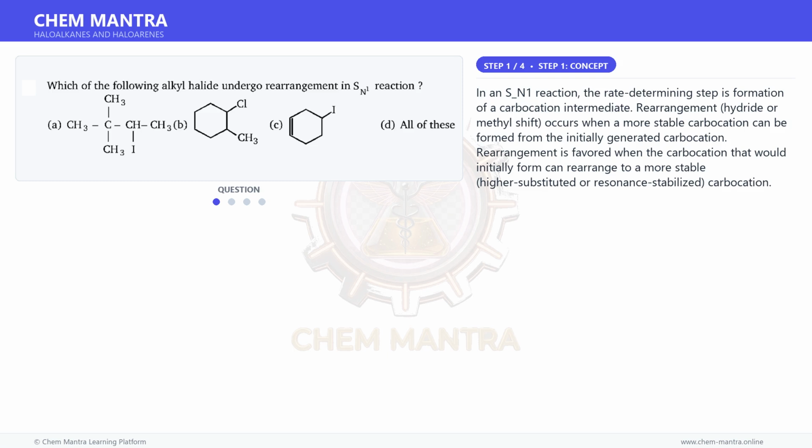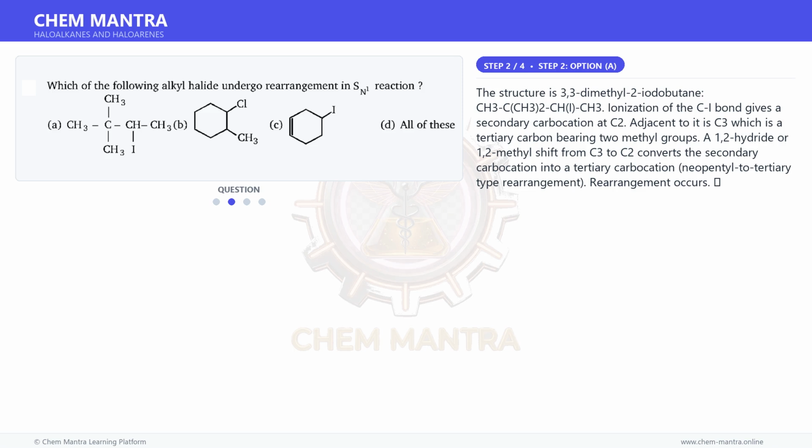In an SN1 reaction, the rate-determining step is formation of a carbocation intermediate. Rearrangement, hydride or methyl shift, occurs when a more stable carbocation can be formed from the initially generated carbocation. Rearrangement is favored when the carbocation that would initially form can rearrange to a more stable, higher substituted or resonance-stabilized carbocation. Moving on to the next step.